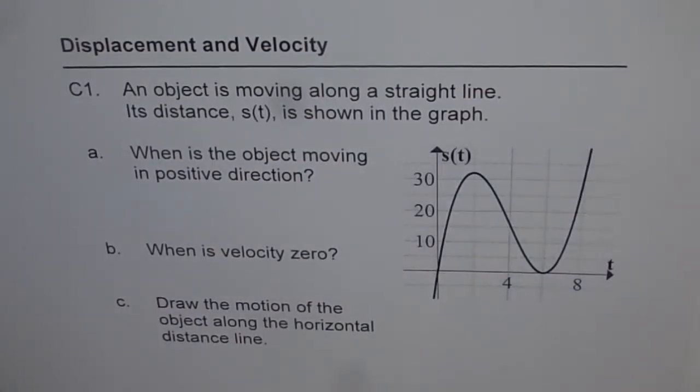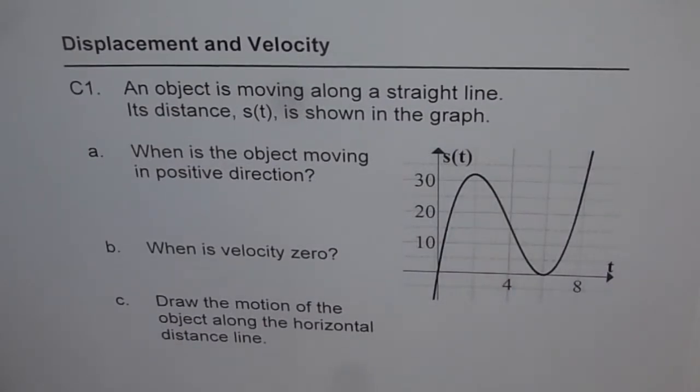Displacement and velocity is a communication question C1. An object is moving along a straight line. Its distance s of t is shown in the figure. When is the object moving in positive direction? When is velocity 0? And draw the motion of the object along a horizontal line. So these questions are related and let's answer them one by one.